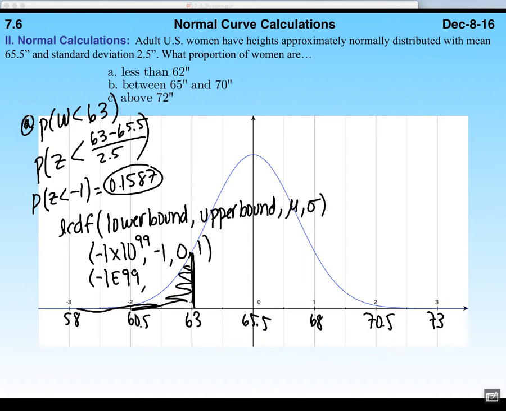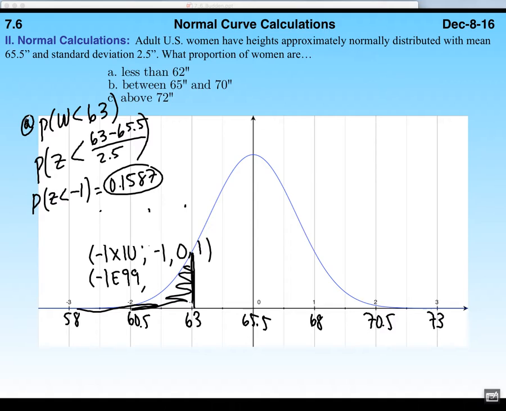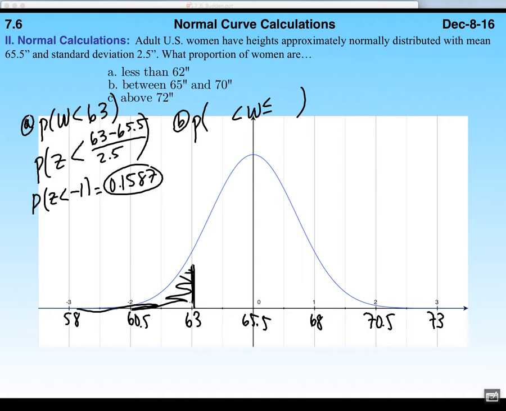Let's do another one. Okay. So now we're looking for between two values. Less than and less than or equal to don't matter because it's continuous. So let's do between Marta's height. Marta, you said you're 5'2", so 62 inches.